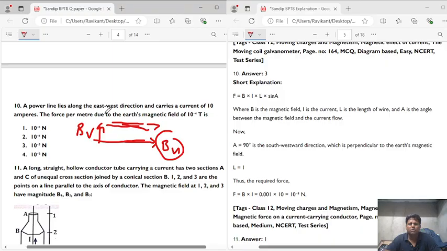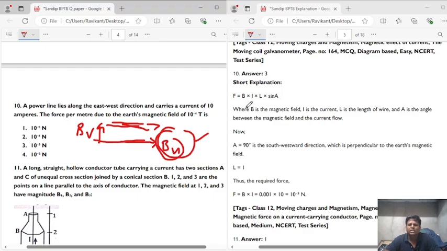So the force per meter due to the Earth's magnetic field, we have the formula F is equal to B I L sine theta, right? So for the horizontal component, theta becomes 0 degrees, so there will be no force because of this horizontal component. But for the vertical component, theta becomes 90 degrees. So sine 90 is 1. So we'll put the vertical component, that is 10 to the power of minus 4.